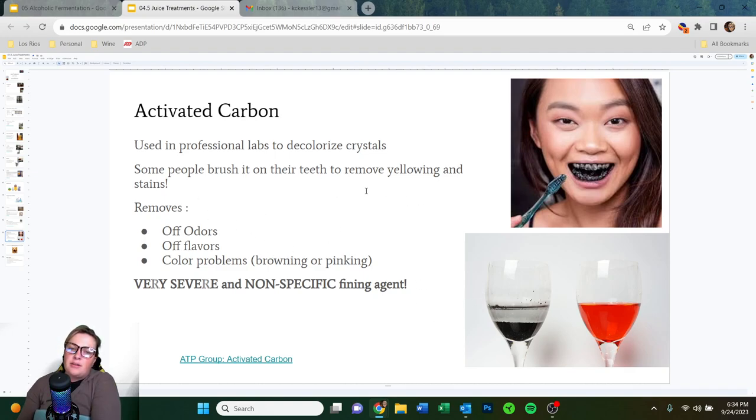Some people actually brush this stuff on their teeth to remove yellowing and stains. Again, I'm not a doctor, but I wouldn't recommend that for the reasons I just stated earlier. But yeah, if that helps you remember, helps you remember. So there you go.